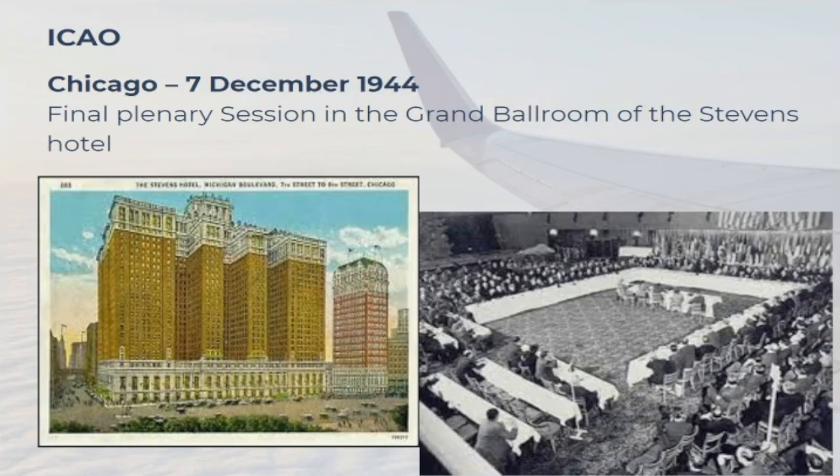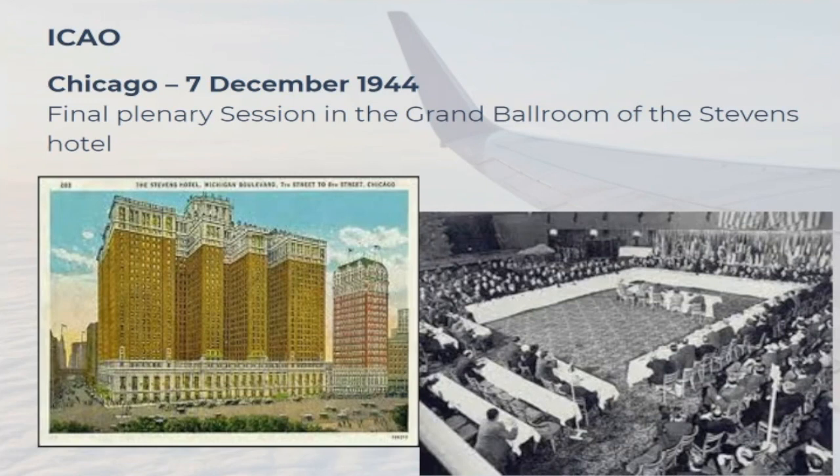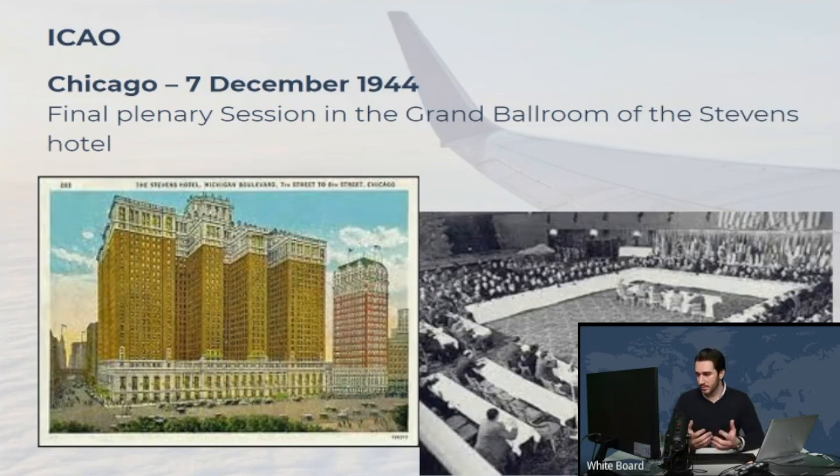So as I said, 52 countries in 1944 decided to meet and establish this new organization. But then some of them didn't come. They decided to come later. So in the end, the final ICAO was established in 1947.